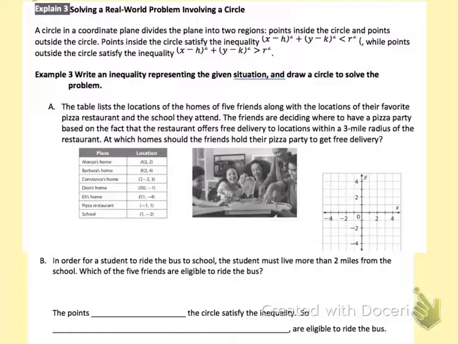So first of all, where is the pizza restaurant? Because that's where we're going to have that 3-mile radius that it has to be within. So that's at negative 1, 1. So let's see, negative 1, 1 would be right here. And we know that it's a 3-mile radius, so we could draw that circle by doing the lattice points. So we go 3 up, 3 down, 3 right, and 3 left.